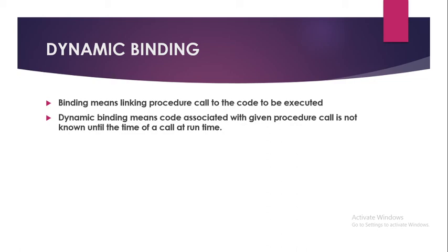So whatever procedure I want to call, that procedure is known only at the time of execution of the program, that means at the time of run. Therefore the linking of the procedure call with the code to be executed is done at the time of run only. Until runtime it is not known. So this linking happens at the time of execution, and it is called dynamic binding.